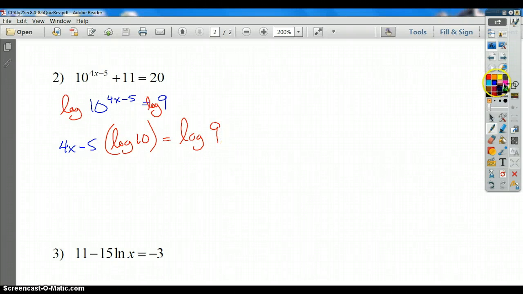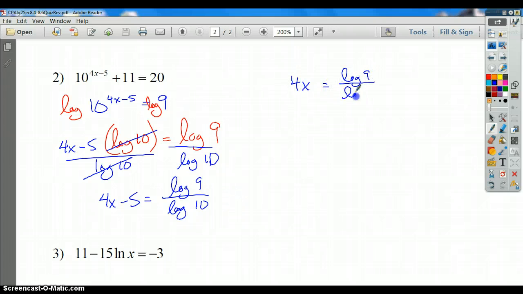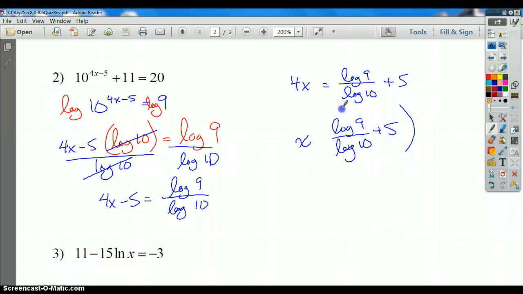I am now going to divide over that log of 10. Log of 10 cancels out, so I have 4x minus 5 equals whatever log of 9 divided by log of 10 is. I'm going to add 5 over, so we're looking at 4x equals log of 9 over log of 10, plus 5, and then I'm going to divide this whole thing, whatever I got there on the calculator, by 4. So that's a lot to type in. So you want to do it in steps.